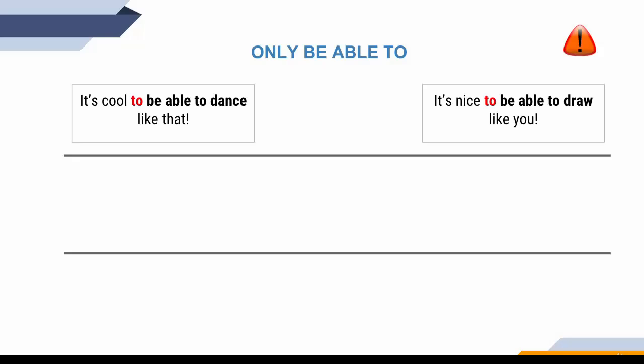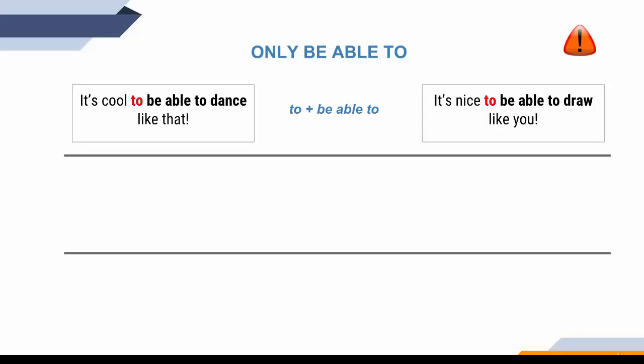There are situations, however, in which you can use only be able to, and you cannot use can. Here they are. For example, it's cool to be able to dance like that. It's nice to be able to draw like you. It's cool too. It's nice too.